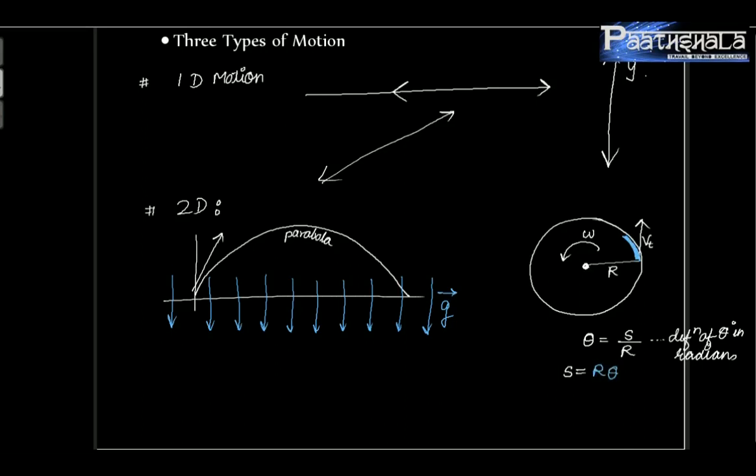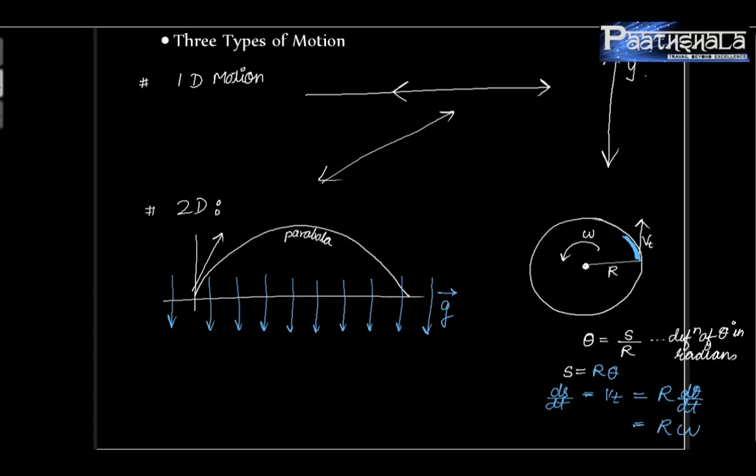If we take a derivative of this equation, what do we get? V tangential, that is ds by dt. ds by dt is nothing but V tangential, and this comes out to be r, which is constant because the particle is right now constrained to move along the circumference of the circle, times d theta by dt. And d theta by dt is nothing but omega. So this is equal to r omega. Fine? Makes sense, no?